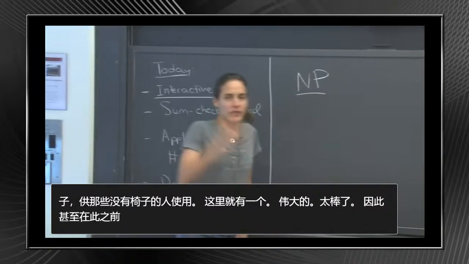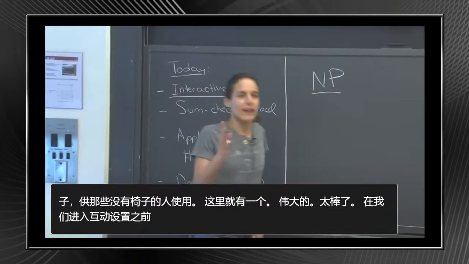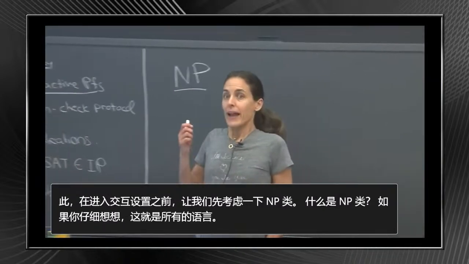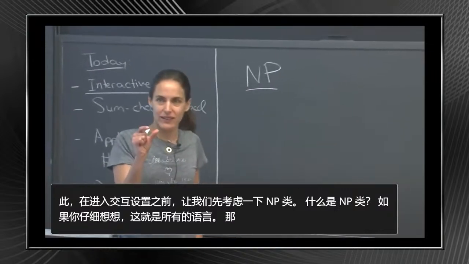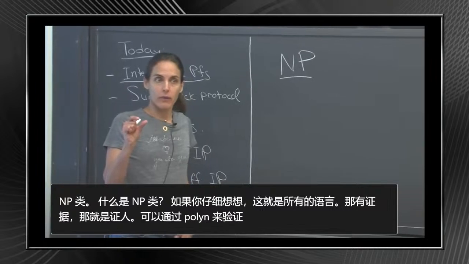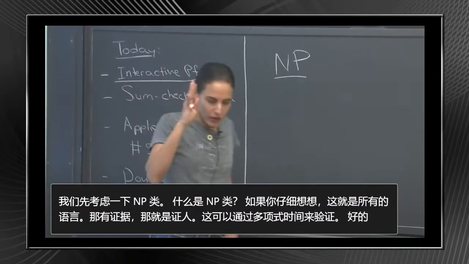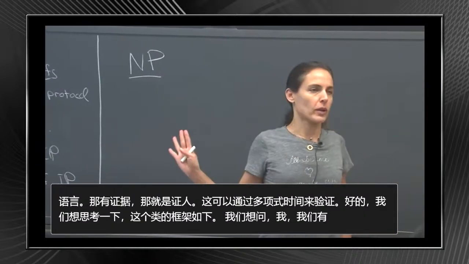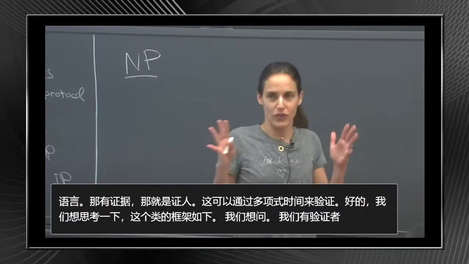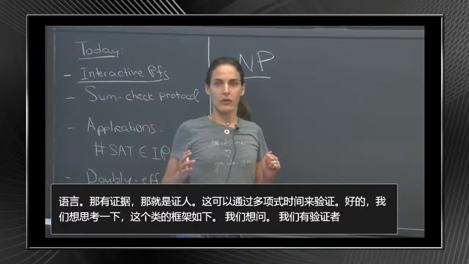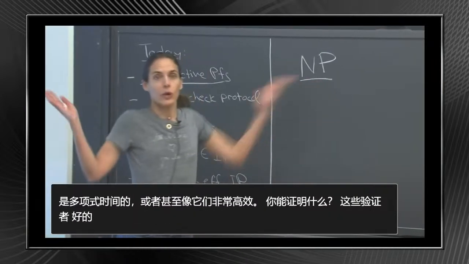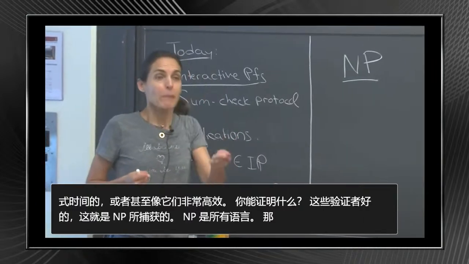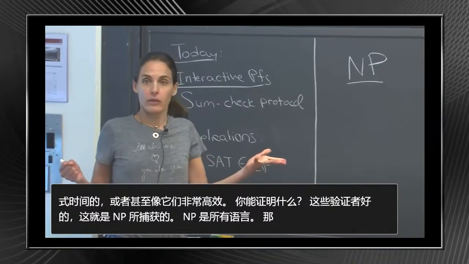Great, so even before we go to the interactive setting, let's think of the class NP. What is the class NP? If you think about it, it's all the languages that have a proof, that's the witness, that can be verified in polynomial time. Here's the framework for this class: the verifiers are polynomial time, very efficient. What can you prove to these verifiers? That's exactly what NP captures. NP is all the languages for which you can prove membership to a polynomial time verifier.